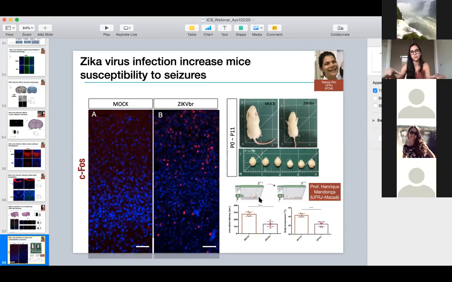She put these animals in a cage and heated up this cage and measured the latency at which those animals start with the seizures. And she could see that the Zika animals were more susceptible to the seizures. The latency was shorter, and also at a lower temperature, they were already having seizures.